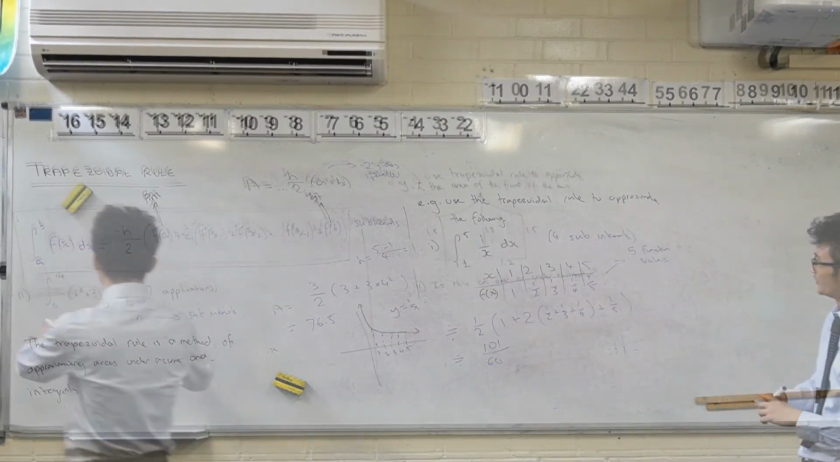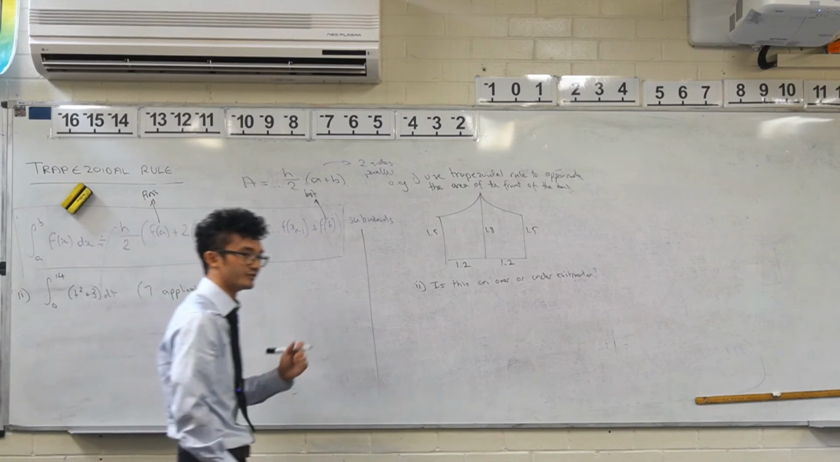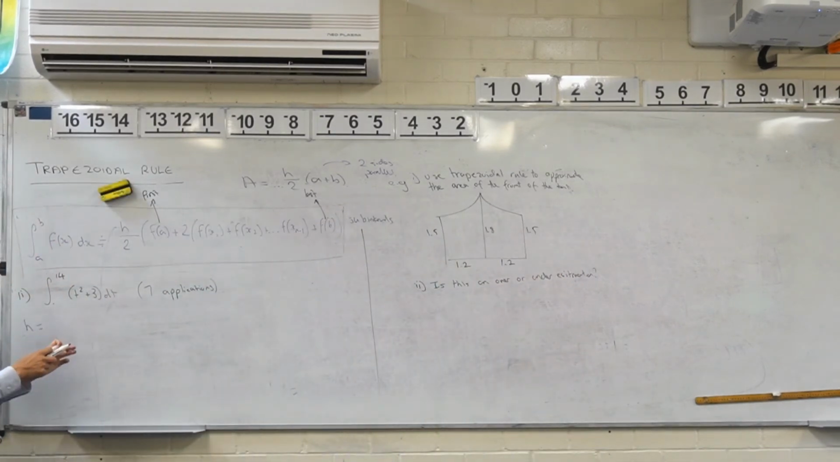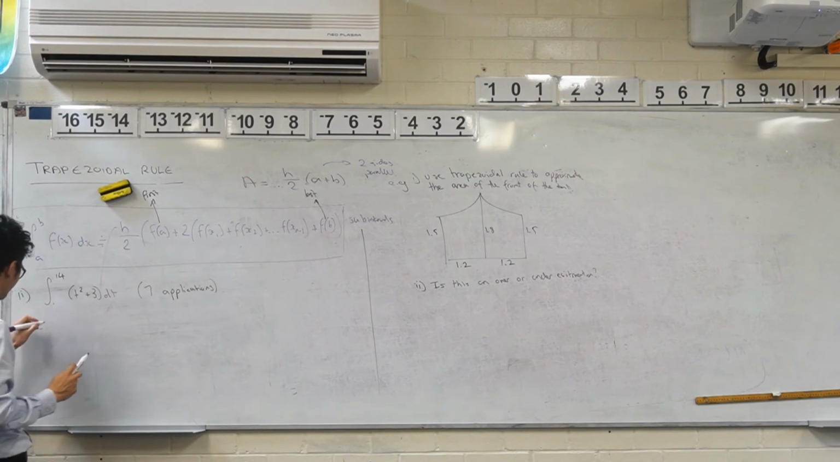So how did you set it up, Calum? So we've got 7 applications here. So what do we have to do first? 14 minus 0 on 7. Yeah. So how did you find the h value? 14 minus 0 on 7. Yep.